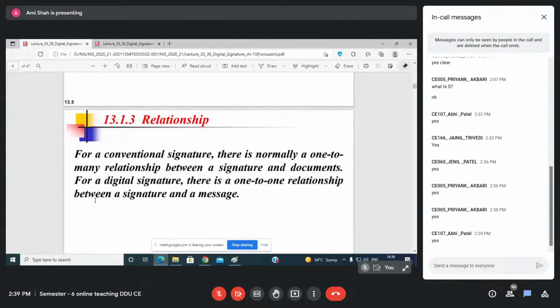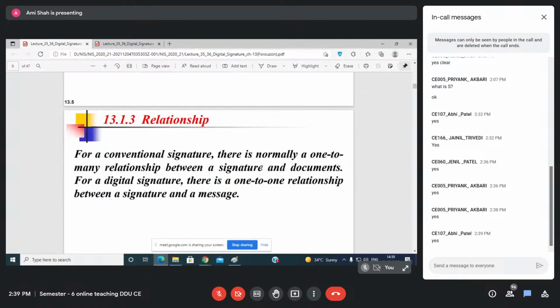Now, another thing between conventional and digital signatures: for a conventional signature, there is normally a one-to-many relationship between the signature and a document. For example, a person uses the same signature to sign many documents, right?